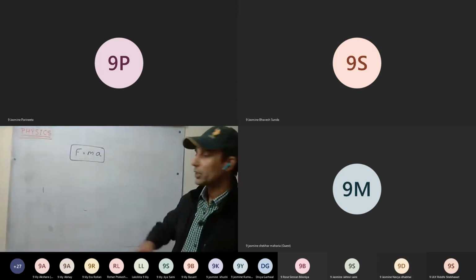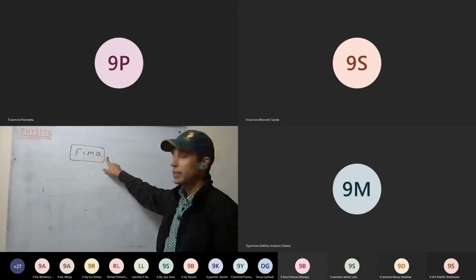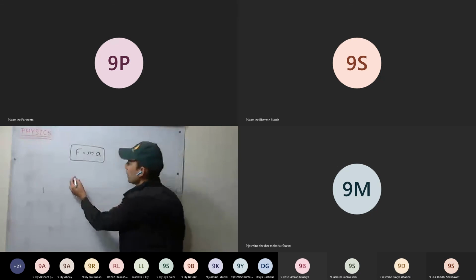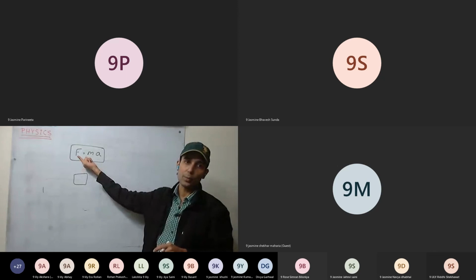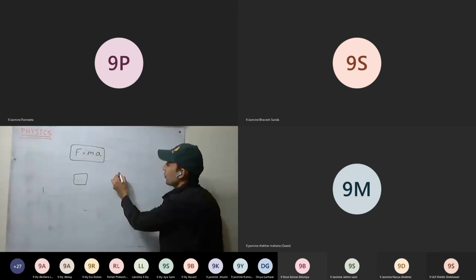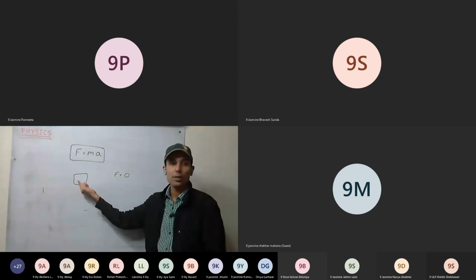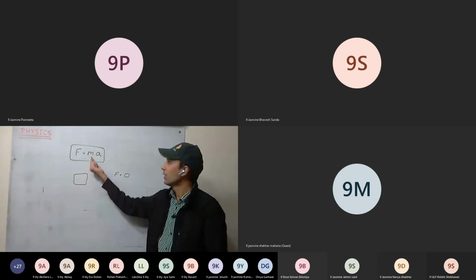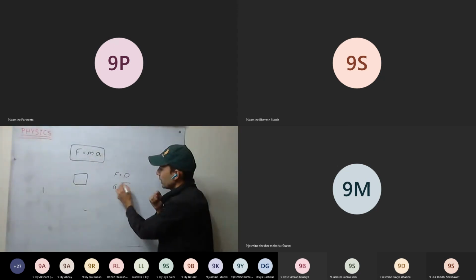Using this equation, we can derive Newton's first law. Using the second law of motion, we can derive the first law. How? For example, a body is there. If no force is applied on the body, that is, force applied is 0, then the body has mass, so acceleration produced in the body will be 0.